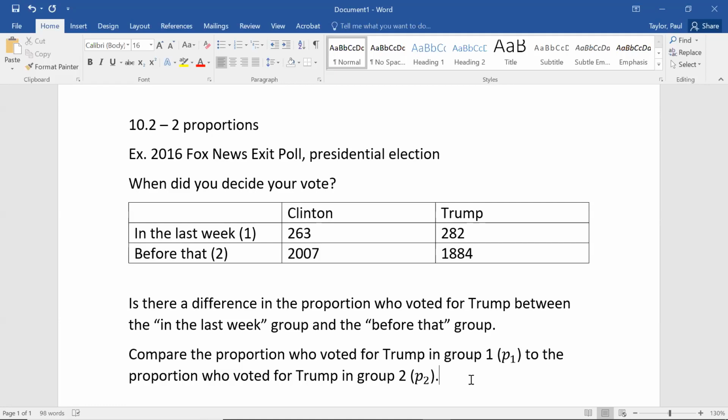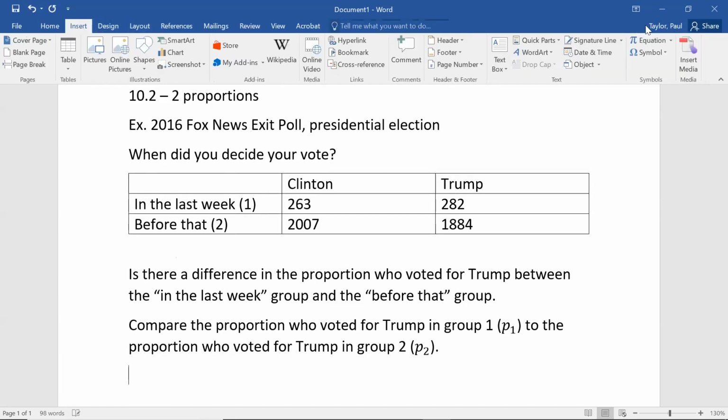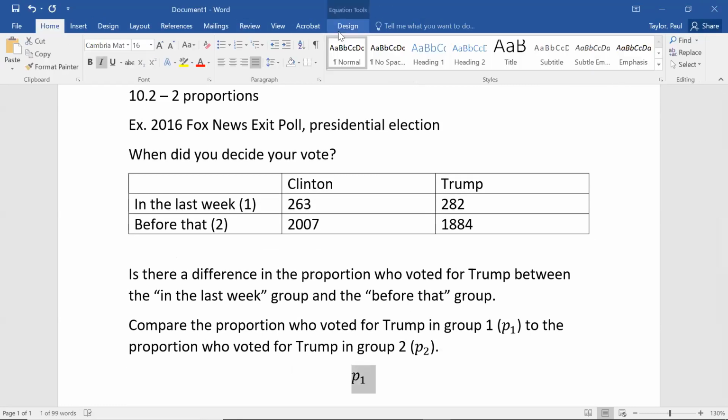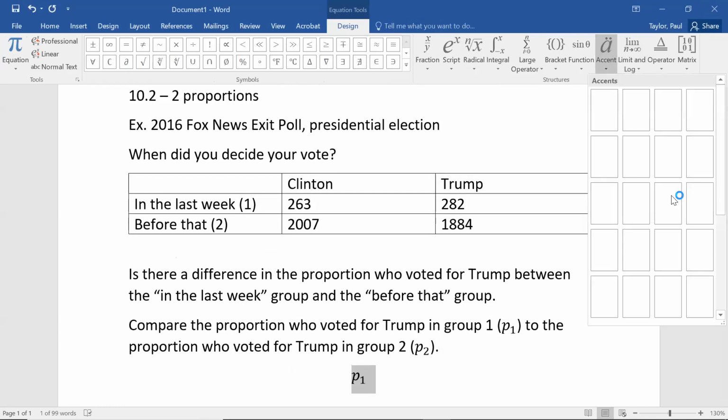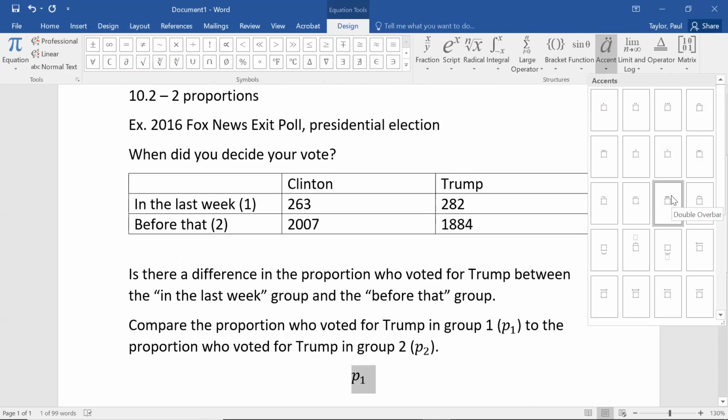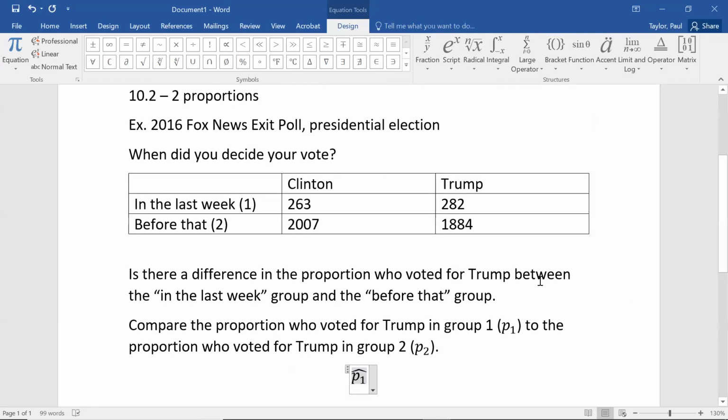We want to compare the proportion who voted for Trump in group 1 to the proportion who voted for Trump in group 2. So we can find those numbers for our sample. What is the proportion who voted for Trump in our sample? So P sub 1, and then let's put a little hat on that because it's a sample proportion. Okay, there's my hat.